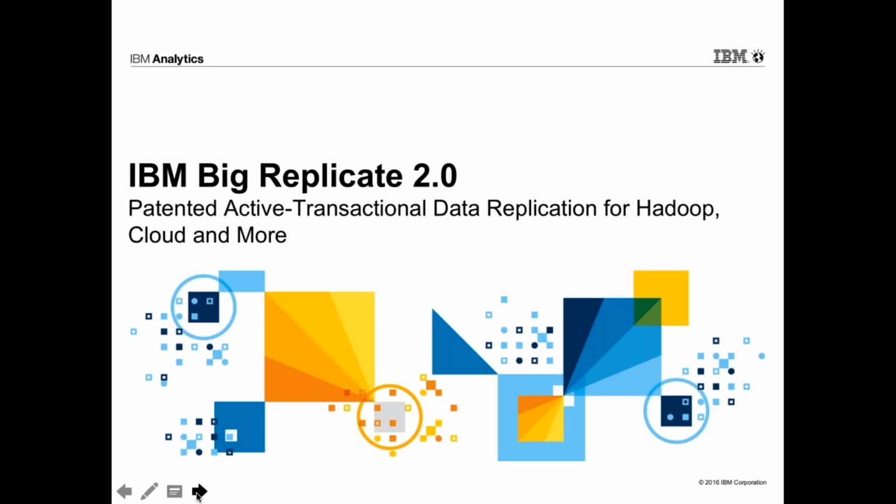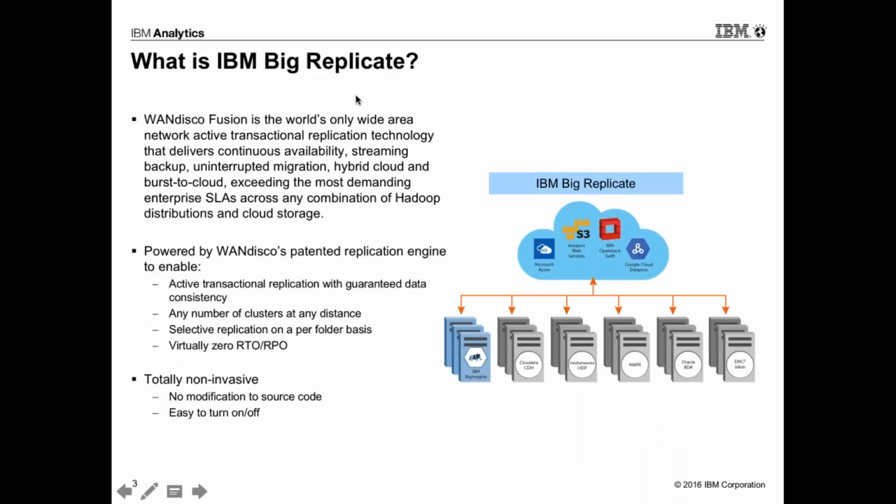And now going forward, what is Big Replicate? As I said, it's basically a WANdisco Fusion technique. It is the world's only wide area network (WAN) active transactional replication technology that delivers continuous availability, and you can have a streaming backup. Plus you can do migration of your data from one data center to another depending on network latency, and across all data centers. And then you can use hybrid cloud and burst to cloud depending on your demands and your company's SLAs. The replication engine is powered by WANdisco patented technology.